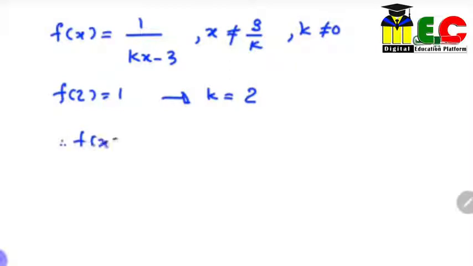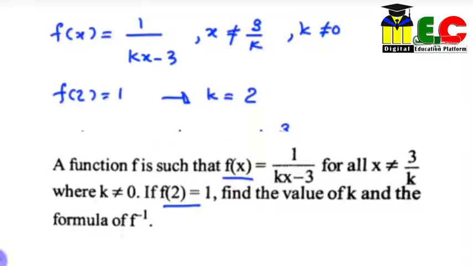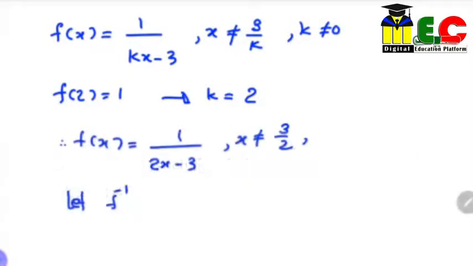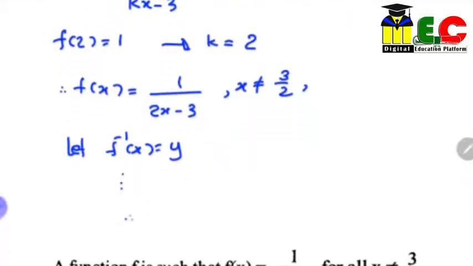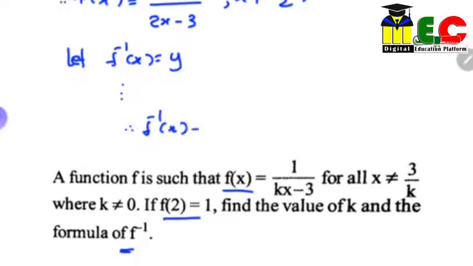f(x) equals 1 by 2x minus 3, x not equal to 3 by 2. Let f inverse of x equal to y. Now f inverse of x equals 3x plus 1 by 2x, x not equal to 0.